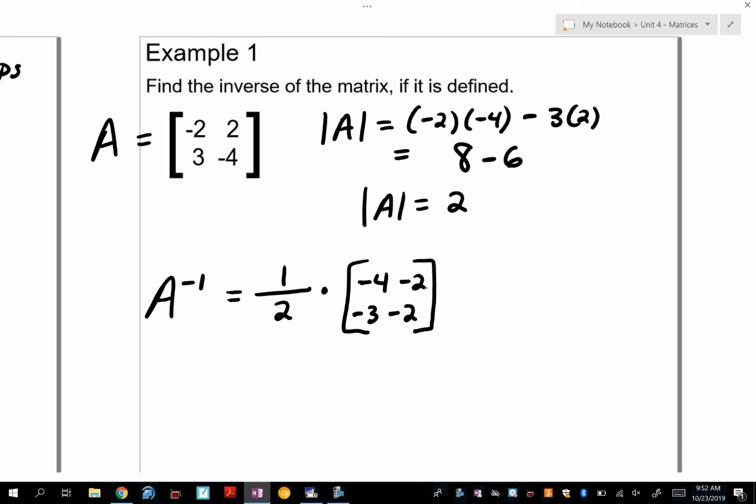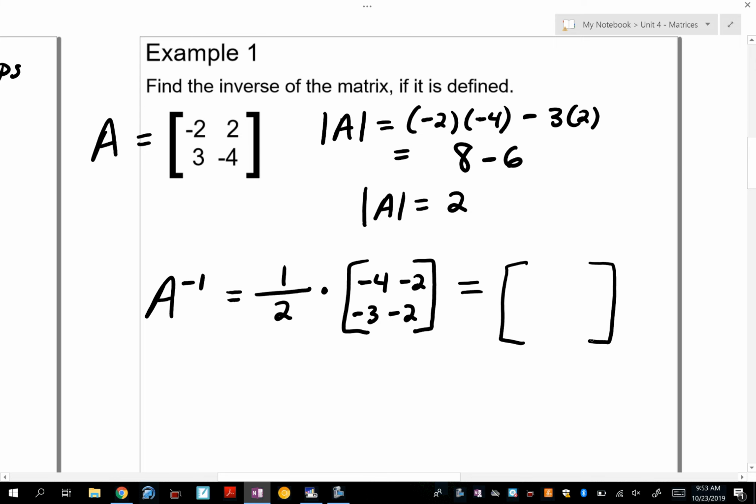The first diagonal is switch locations, so places. The second diagonal is the opposite sign. Everybody good with that? Okay, so here's how we're going to find the inverse matrix. Once you do this work, you're going to take these 4 numbers in this matrix.